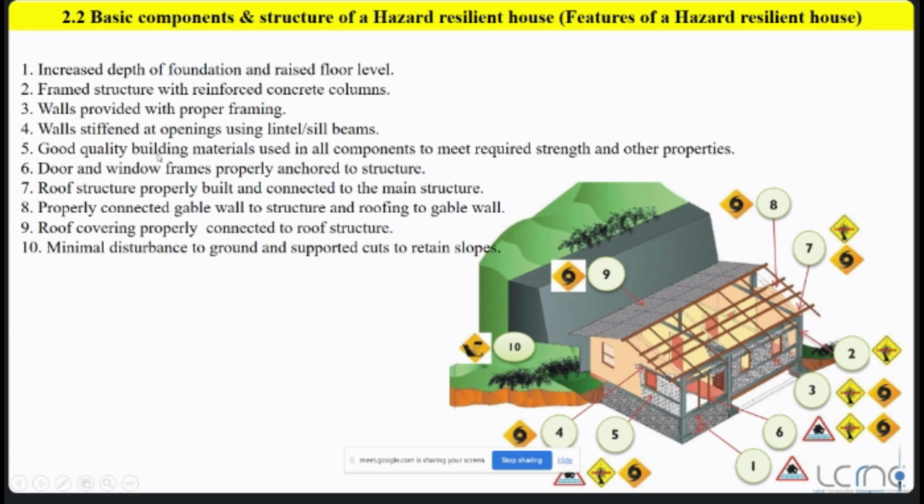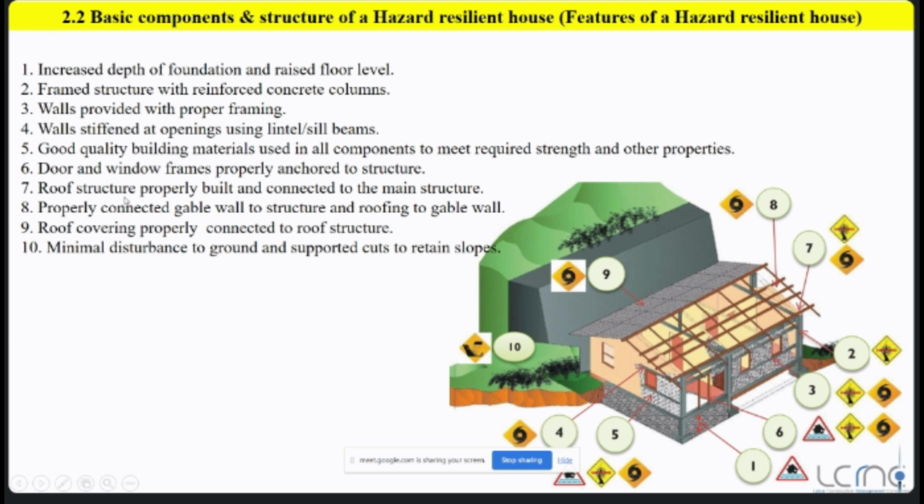The next one, good quality building materials used in all components to meet required strength and other properties. Definitely, you need to adopt all these positive construction practices, but you need to use quality materials. Otherwise, due to low quality materials, your structure will collapse. That is that. And also door and window frames properly anchored to the structure. Now here you can see the anchored elements. These door frames are not anchored directly to the wall. They are anchored to the stiffener columns, some lintels and also the tie beams.